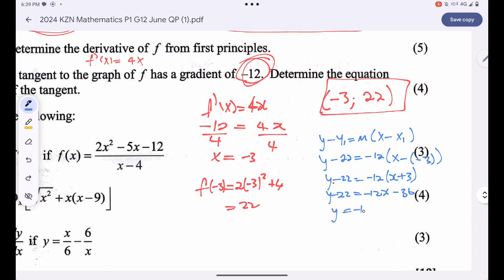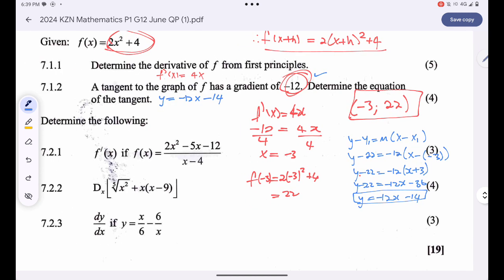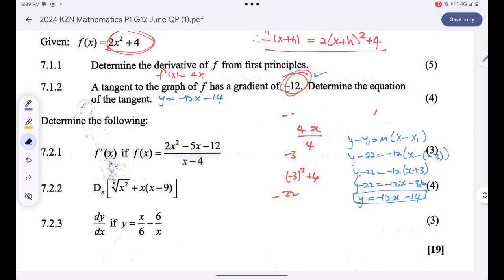Then y is equal to negative 12x, negative 36 plus 22. This will simply give us negative 14. So the equation of our tangent that has a gradient of negative 12 is simply y is equal to negative 12x minus 14. That's the equation of our tangent. Okay, and now, guys, we are told to determine the following.